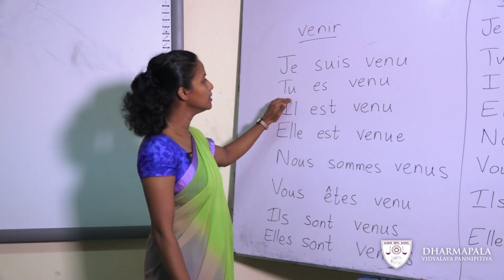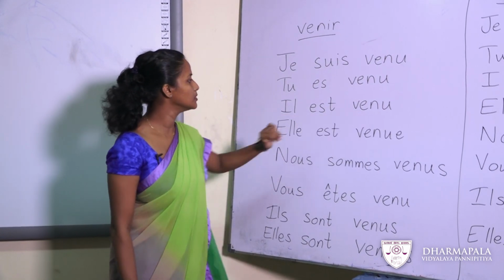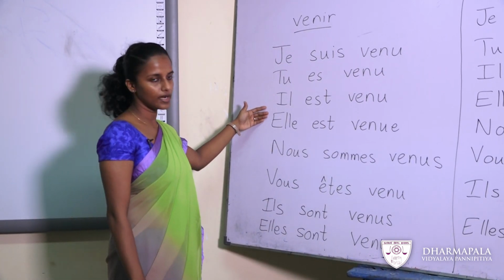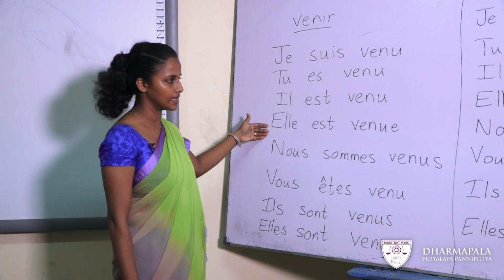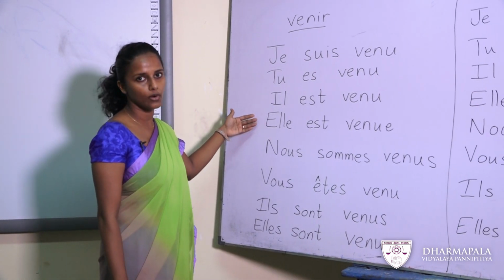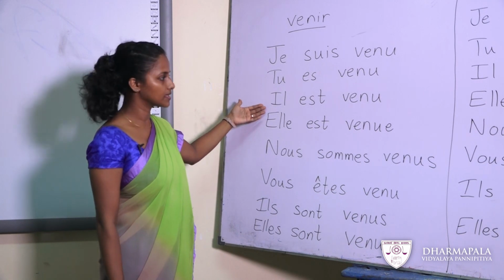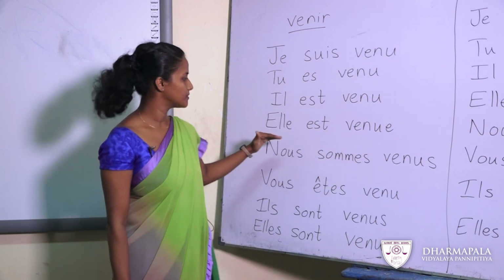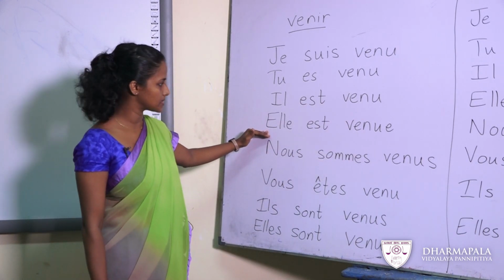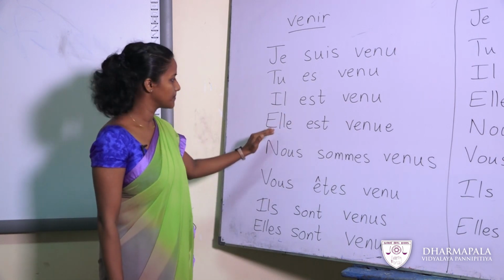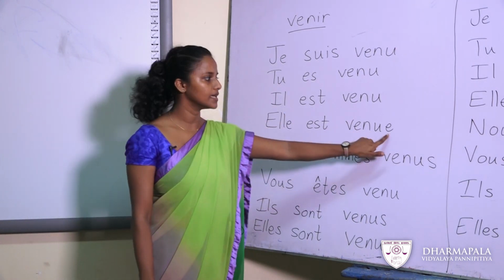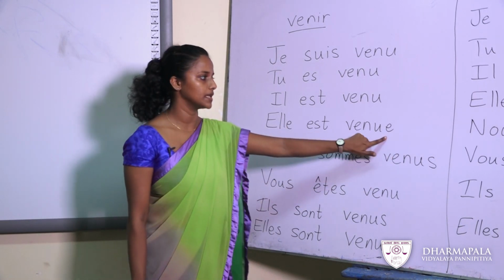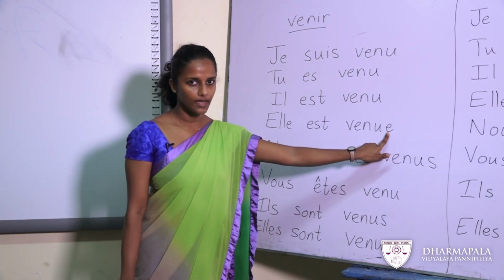Tu es venu, you came. Il est venu, he came. Elle est venue, she came. Now, here we have to write il and elle separately. We can't write il and elle together like we did with avoir, because now we have to accord the verb with the subject when we conjugate être verbs in passé composé. So, elle est venue: here we have added an E because elle is she, so it's feminine, and we have to add an extra E.